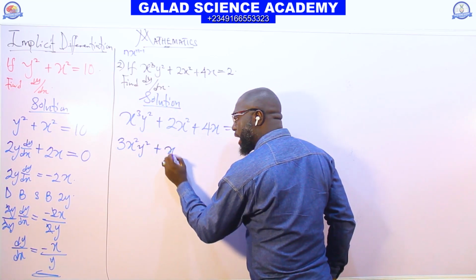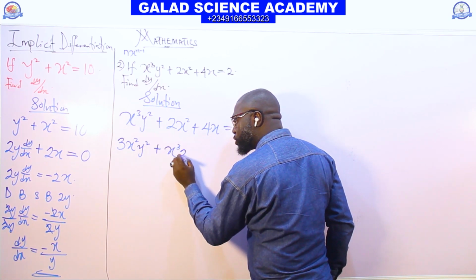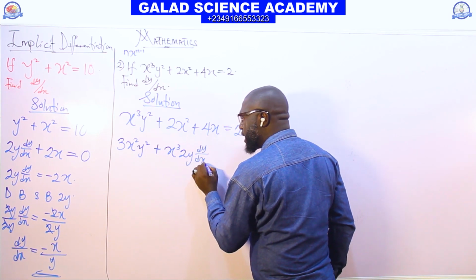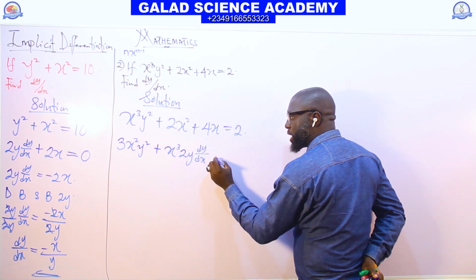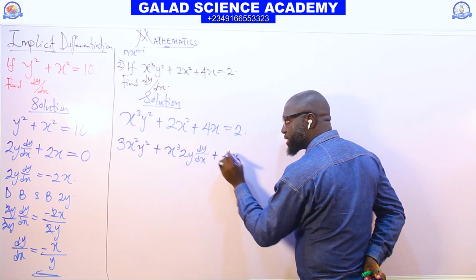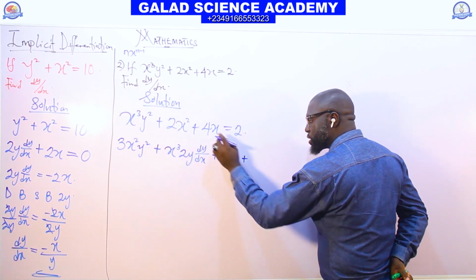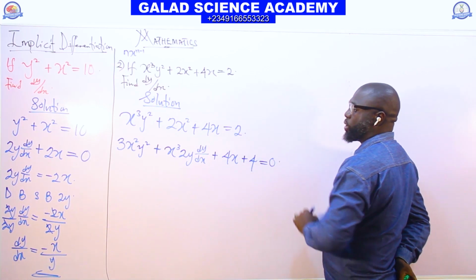Leave the y cubed. Then differentiate y, you have 2y dy/dx. Differentiate 2x plus what? 4x, this one. Then plus 4, everything equal to 0.